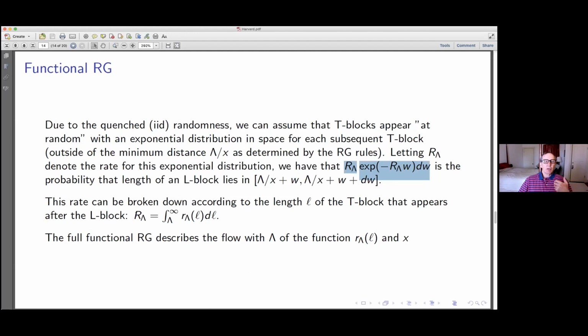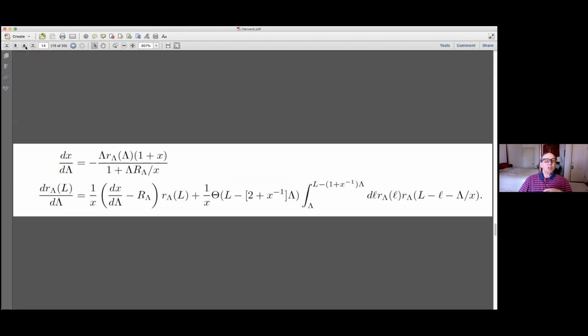That's one of the key parameters, but it's a little more complicated than that, because once you end an L block, you have a T block. That T block can have an arbitrary length with minimum lambda. So really we have separate rates for each length. We integrate over the lengths from lambda to infinity of some r lambda of l. So that's why it's a functional RG, because this r lambda of l is really a function that's describing the flow with lambda.